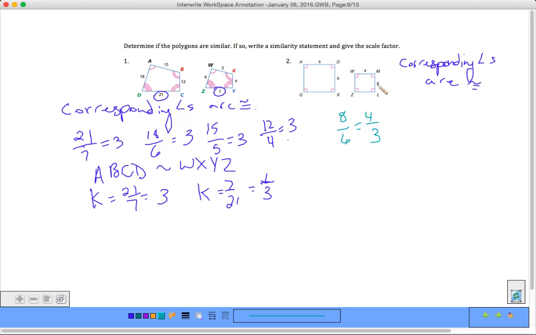Now, 8 over 6, now I need to check to see if that's the same as 6 over 4. 6 over 4 can also both be divided by 2, which gives me 3 over 2. These are not the same. So this is not proportional. Oh, wait. These are not similar figures.